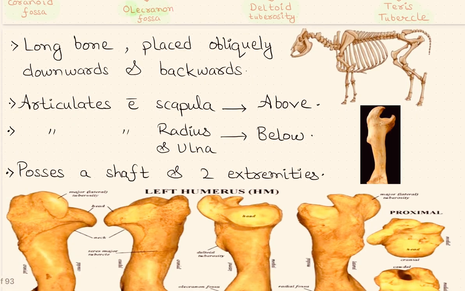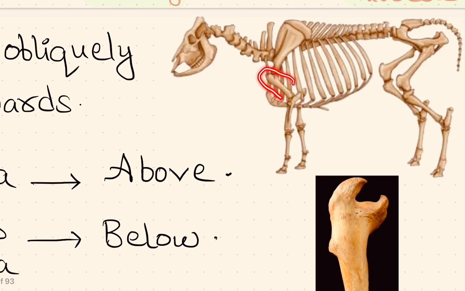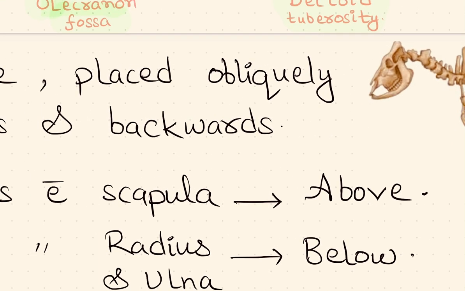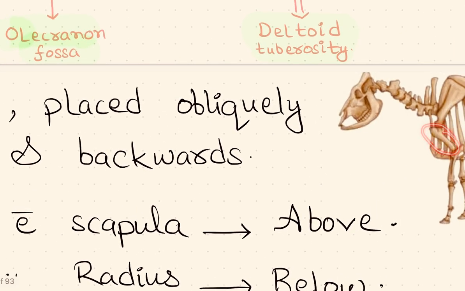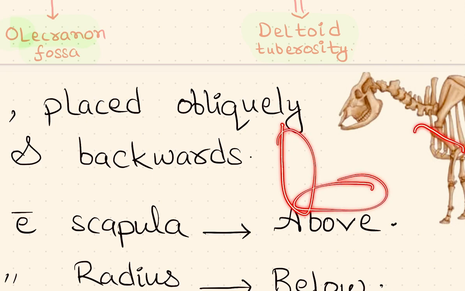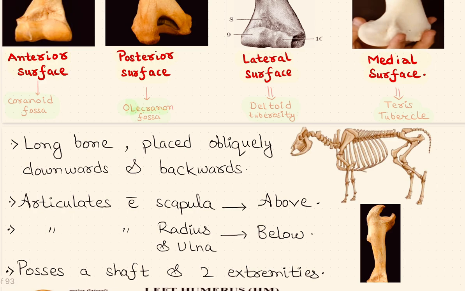Now, as I also mentioned, if this is a particular animal, here in the arm region you will find the humerus bone. It is present in the forelimb in the arm region. It is placed obliquely downwards. You can see here it is placed obliquely. It is not horizontal or vertical, it is oblique, and slightly downwards and backwards also, as you can see in the animal.